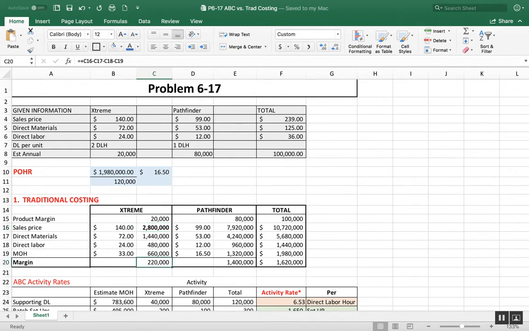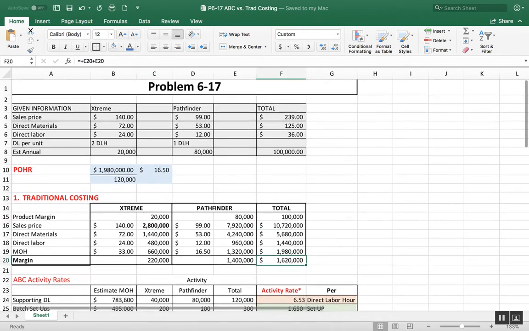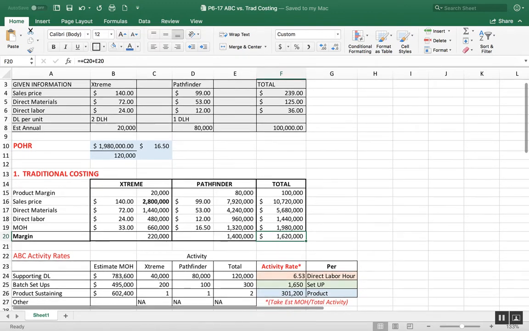The Pathfinder is pretty much found the same way, only the numbers are different here. You can see down here on my manufacturing overhead, I only have $16.50 an hour, and that's because those only take 1 direct labor hour. And then I simply totaled it over here. So the total here is the Pathfinder plus the Extreme equals that. I just totaled it on down here. Okay, so far so good.